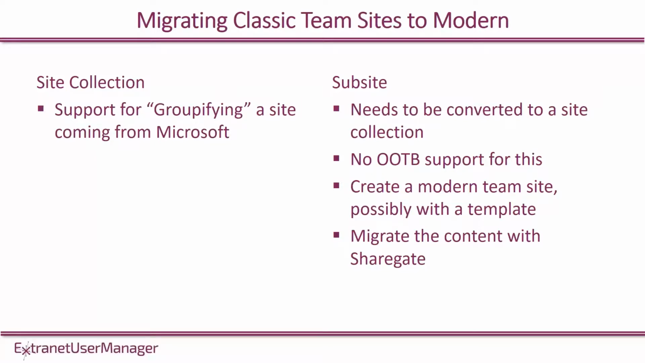So really what we need to do is create a new modern team site, which inherently is going to create an Office 365 group as part of that, and then migrate the content into that. Our tool of choice is ShareGate. We're a ShareGate partner, so we'll likely just spin that up and say, okay, now we need to migrate that content in. You know, similar experience to when we moved from on-premises SharePoint to Office 365 of going through that.